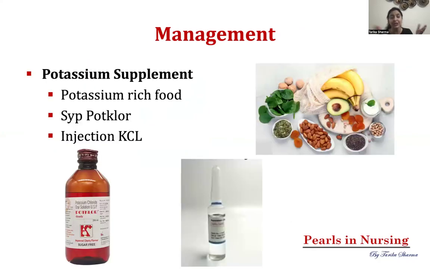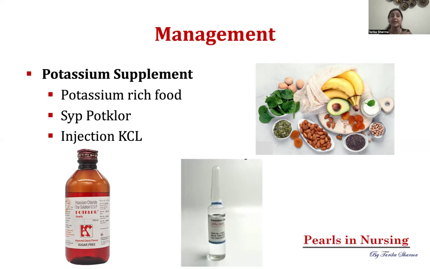Now, how to manage? Again, the management will depend on the severity of the hypokalemia. If the patient has mild hypokalemia, he can be advised to have potassium-rich food. The person can take a diet that has potassium in good amounts, and the hypokalemia can get resolved because of that. You can advise a person with moderate hypokalemia to go for syrup potchlor. Syrup potchlor is nothing but potassium chloride, a supplement of potassium which can be taken orally, through which the potassium level will be maintained.